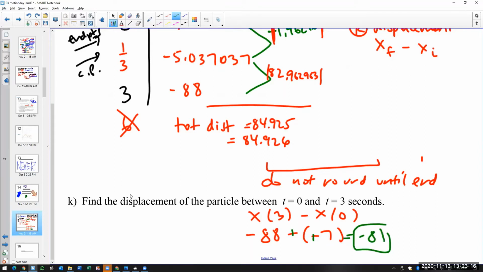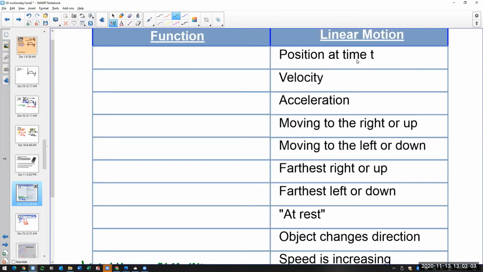And displacement can be negative. Some students will do this and then change the sign, and now you have it wrong. Displacement can be negative. Whatever it is, that's the answer. Position at time t is really x(t). The position is also s(t). Velocity is the derivative of position. Velocity has its own letter, v(t), but it can also be x prime of t.